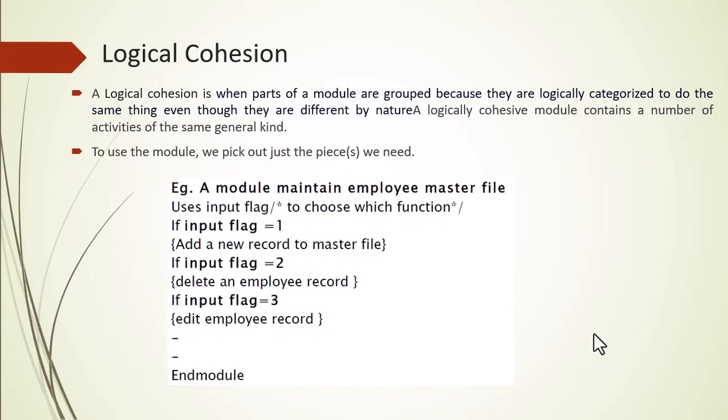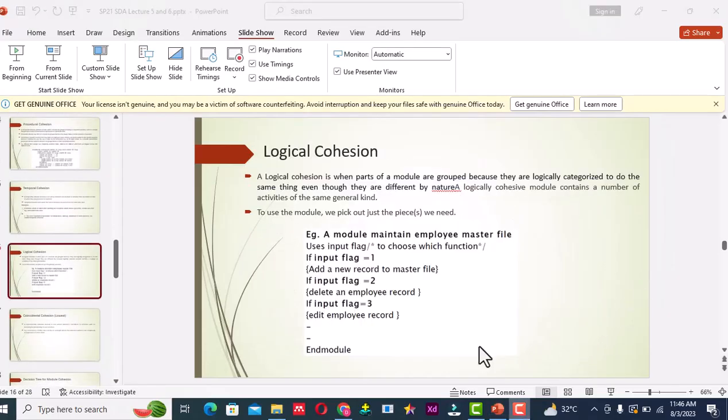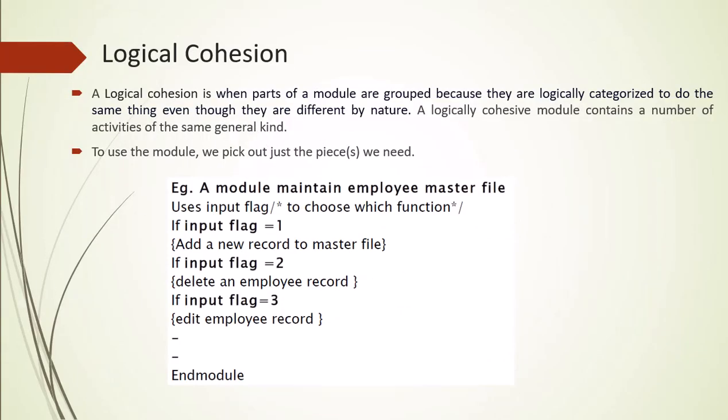Logical cohesion. Logical cohesion is when the parts of the module are grouped because they are logically categorized to do the same thing, even when they are different by nature. This means the different elements are not physically in cohesion, but are only logically connected. How? Take this example.